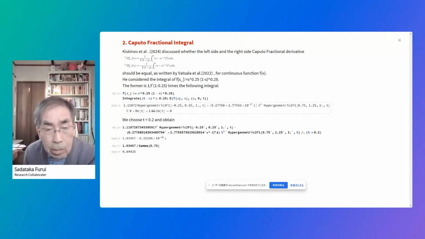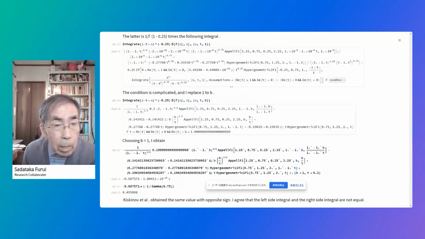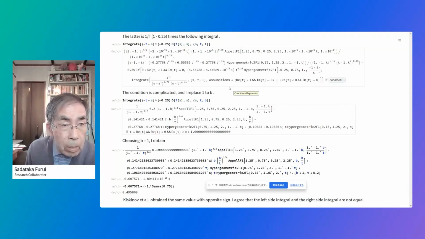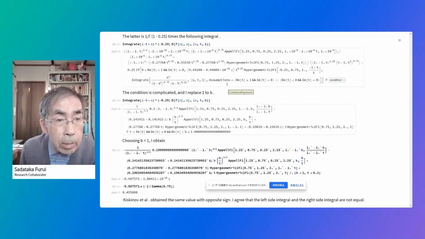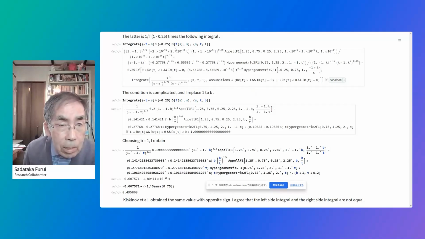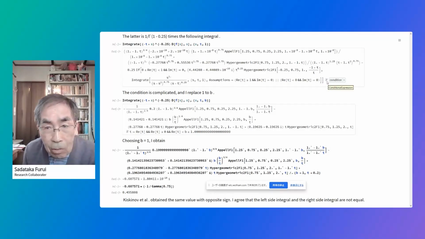It is the same as Kiskinov has shown. And the latter is gamma 0.1 over gamma 0.75 times the following integral, and integrate this one. And there appears a condition, and this is very complicated.